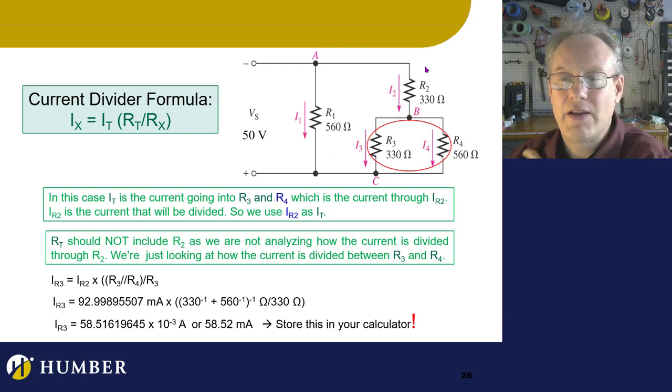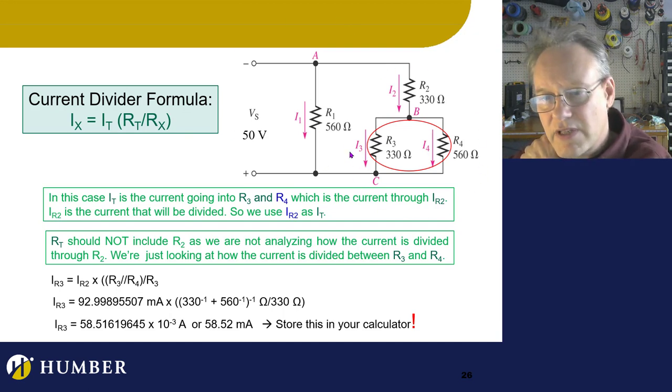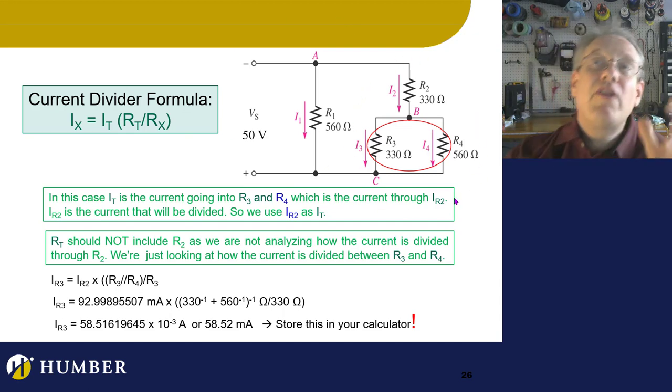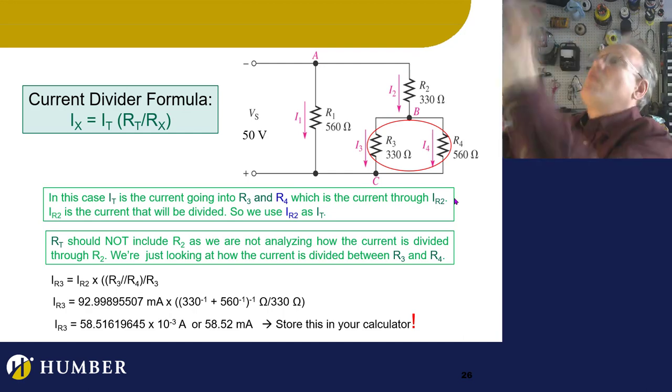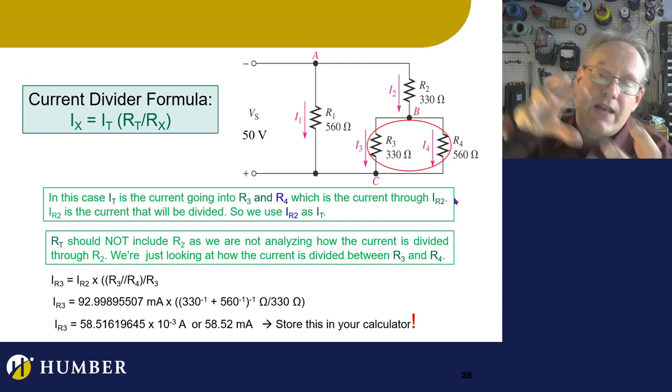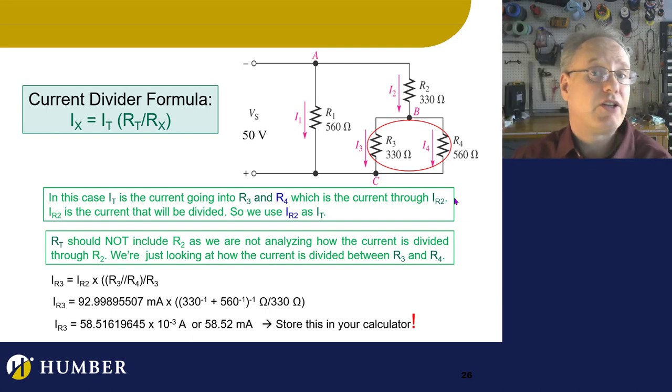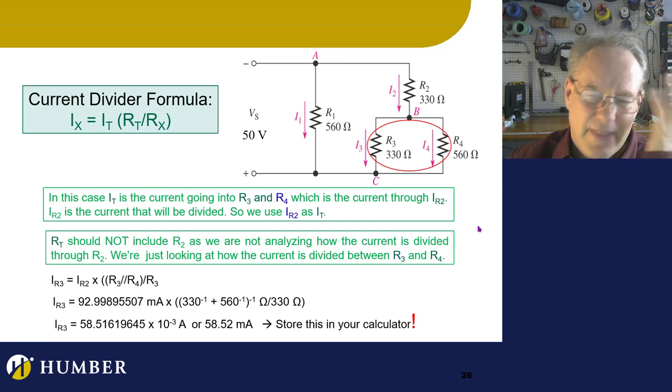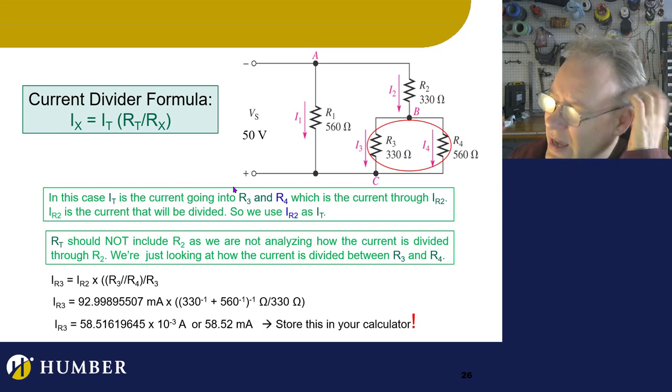So you know what? You can just forget about all of this. All we have is this little portion of the circuit. Remove it away in your mind. Take it away. Run away with it. And you're going to say, this portion of the circuit is what I'm analyzing right now. What's the current going into that? It's I2. What are the resistors that are dividing it? Well, it's R3 and R4. That's it. So I think that makes sense. I think you're getting it.